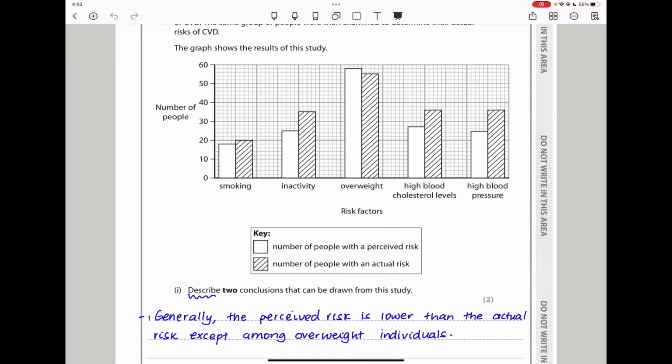I think that is what I've already said. You can see here the actual risk is higher, the actual risk is higher, the actual risk is higher, and it's higher here, except here where we have the perceived risk being higher. So overall, the perceived risk is lower than the actual risk, except among these people.